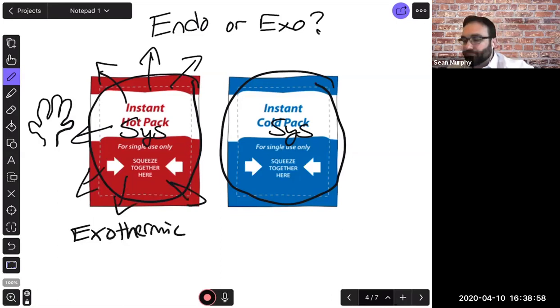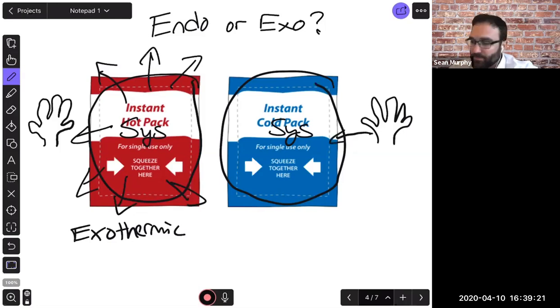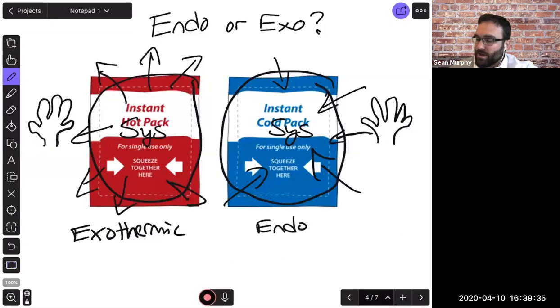Now, what about the cold pack? If my hand is on the surroundings, 4, 5, and my hand feels less hot, that's because heat is traveling from my hand and into the cold pack. All right, so if heat is traveling into the system, then we call it endothermic. Okay, all right, moving on.